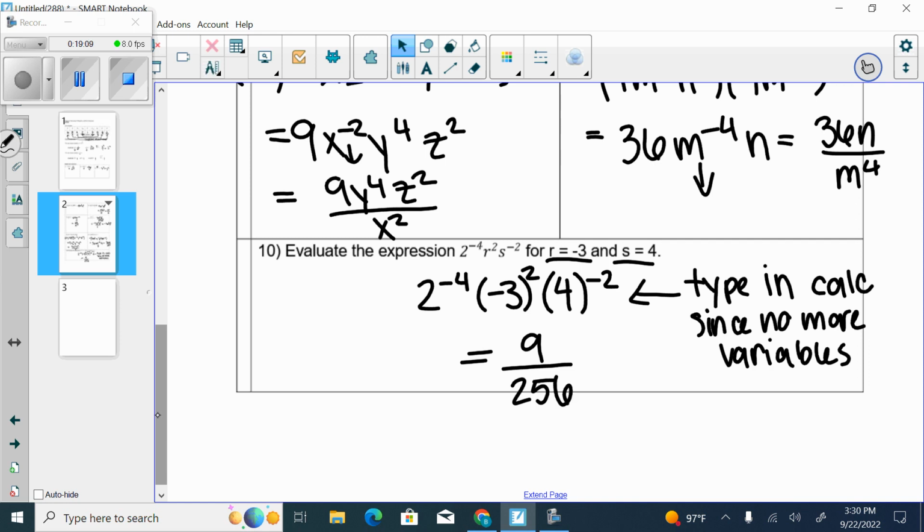Okay, so that covers all of our rules. So remember, when we multiply, we do what with exponents? Add them. When we divide, we subtract. When we have power to a power, we multiply. And then our 2 new rules from today. If I have a negative exponent, how do I fix it? Move it up or down, right? Depending on where it is. And anything to the 0 power is always 1.